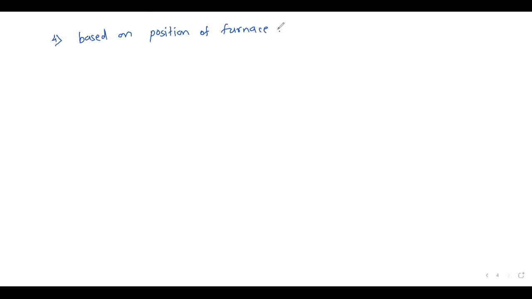Okay. Now, if the furnace is located inside the boiler, then the boilers are called internally fired boilers. Okay, very simple. And if the furnace is located outside of the boiler shell, then we call it externally fired boilers. Is it clear? Okay. Now, what are the examples of this?